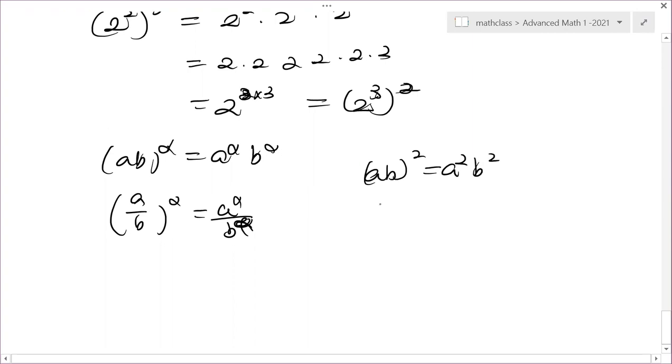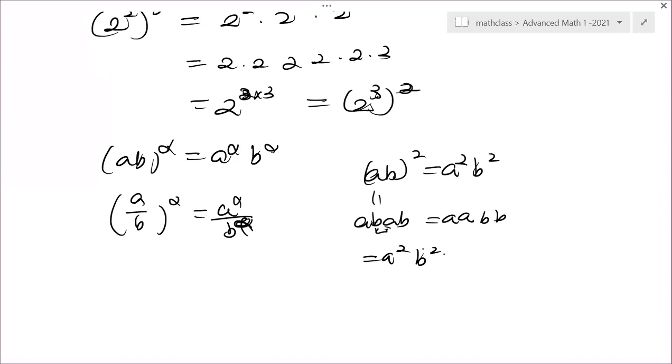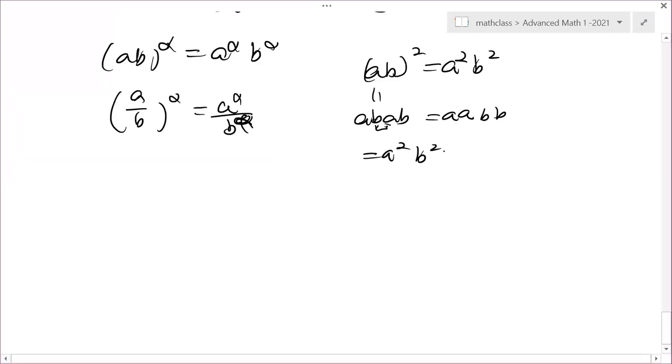First of all, ab squared is ab times ab, right? But by the commutative rule for multiplication, these two can be switched in order. So it's a times a, b times b. That's why it's just a squared, b squared. This is where a squared, b squared comes from. Otherwise, you're not going to get this.